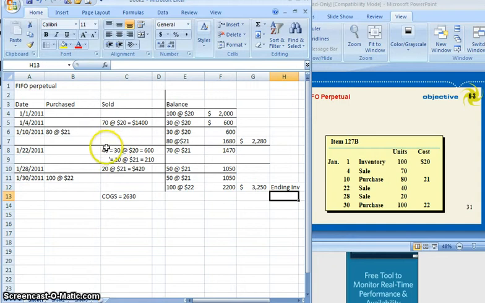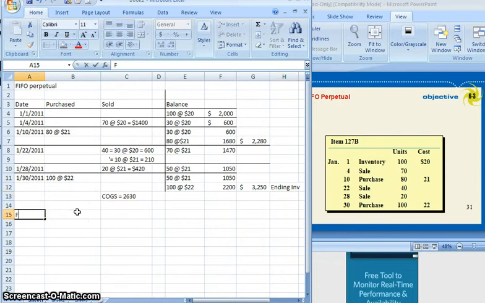Okay, and then we sold our 40 here, but we didn't have 40 in this $20 layer, so we had to sell all of these, and we had to sell 10 of these. So from this 80, we sold 10. We're left with 70 at $21. Then we sold another 20. We had 70. We sold 20. We have 50 left now. And then we bought some more, and then we had 50 of the $21 ones, and we had 100 of the $22 ones. Okay, I hope you're able to follow that.